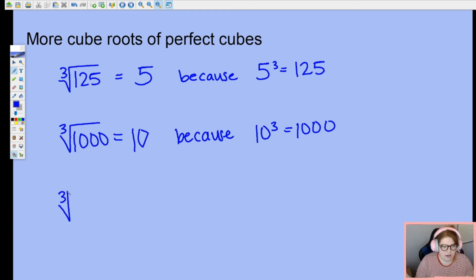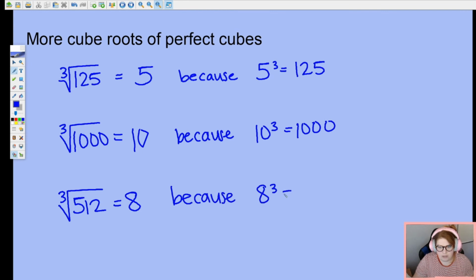And let's do another one. The cube root of 512 is 8, because 8 cubed is 512. Now, do I just know these off the top of my head? Yes, Miss Satry does, because she's worked with math for a very long time.